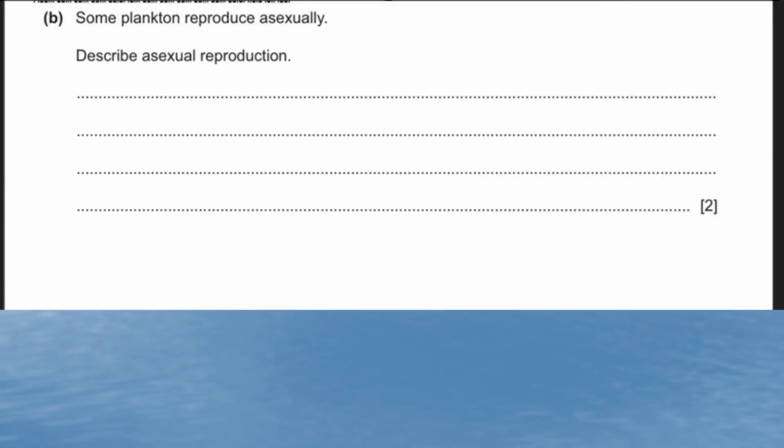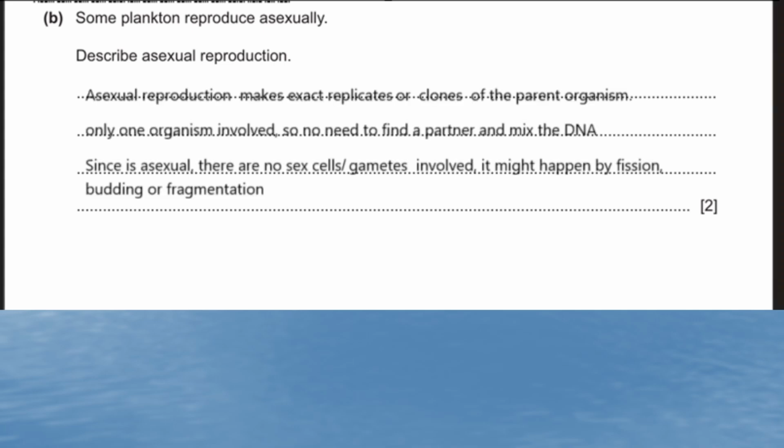And our last question goes into section 3.2 in the book, reproduction. As I say, some plankton, quite a few actually, reproduce asexually. Describe asexual reproduction. 2 points. So I will write that asexual reproduction makes exact replicas or clones of the parent organism. There's only one organism involved, so there's no need to find a partner and mix the DNA. And since it's asexual, there are no sex cells or gametes involved, so it might happen by fission, budding, or fragmentation.